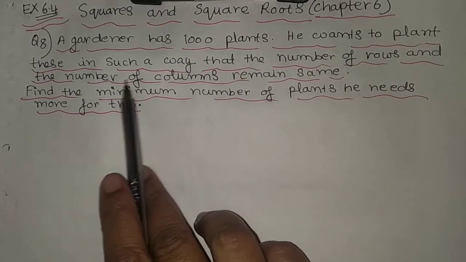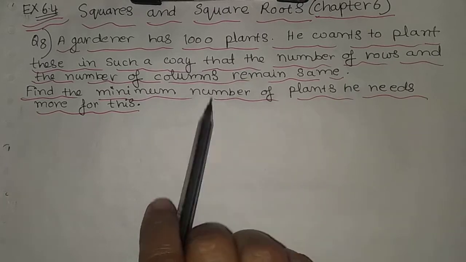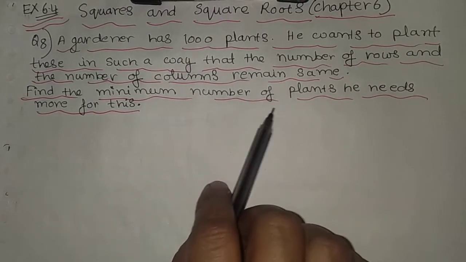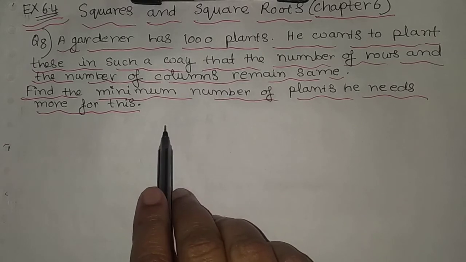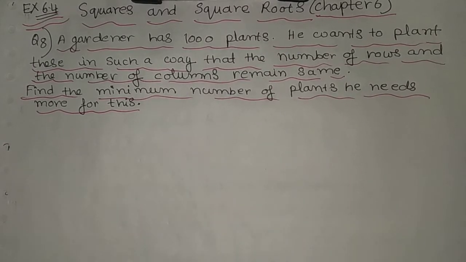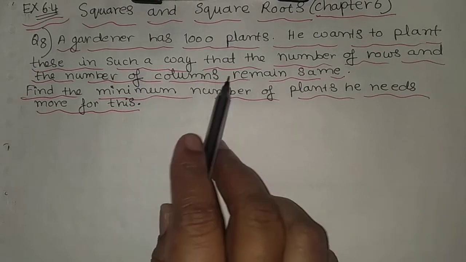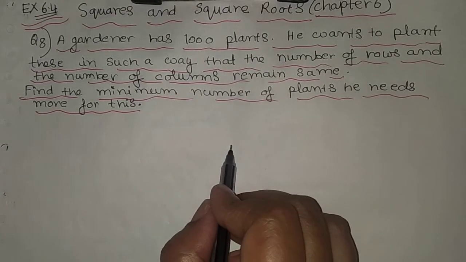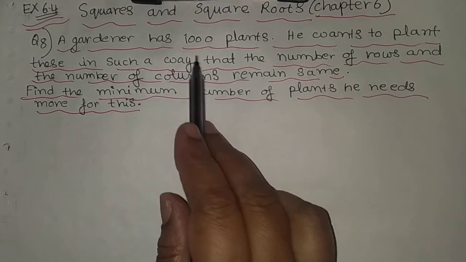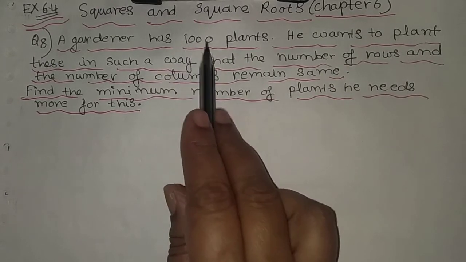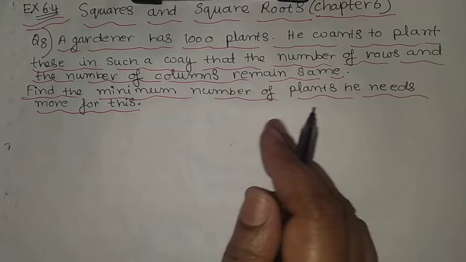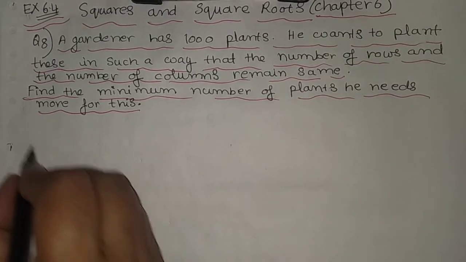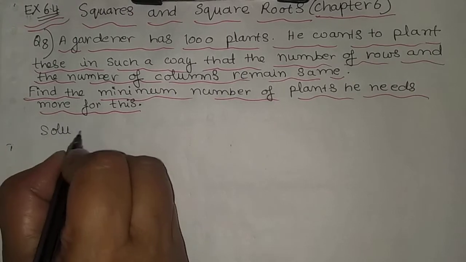He wants to plant these in such a way that the number of rows and the number of columns remain the same. Find the minimum number of plants he needs more for his garden. So a gardener is planting the trees the same in rows and columns. He has 1,000 plants. How many more plants does he need? So the solution is the same way as the 9th problem.